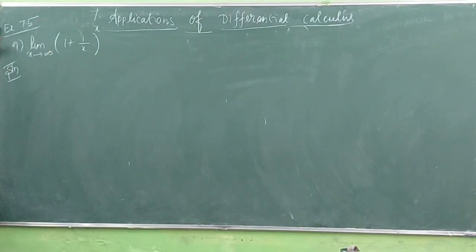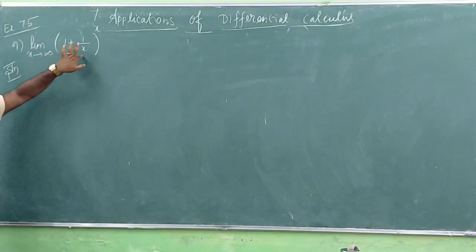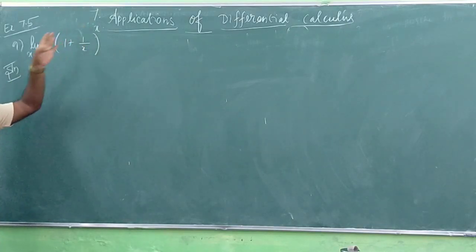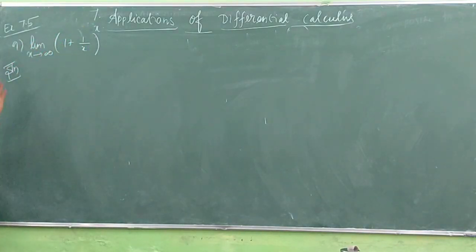So next step, we are going to see the problem in exercise 7.5, ninth problem. Limit x tends to infinity (1 plus 1 by x) whole power x. So in the first step, we have to substitute the limit as such. Instead of x, you have to substitute infinity.